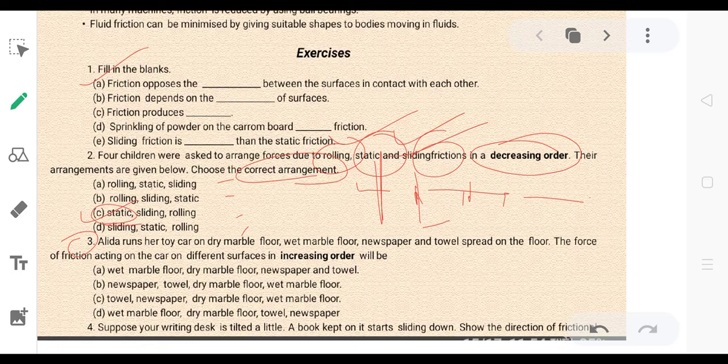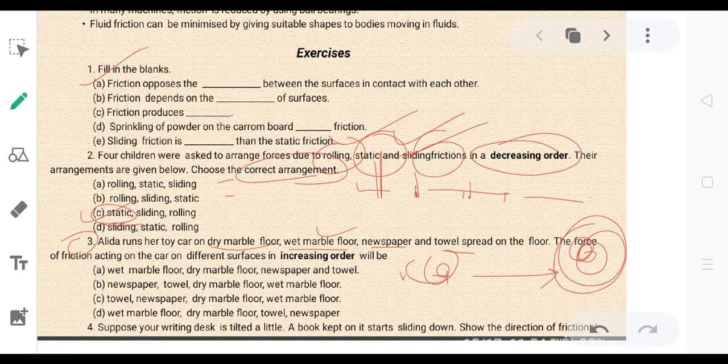Number 3: Alida runs her toy car on a dry marble floor, a wet marble floor, a newspaper and a towel. The force of friction acting on the car on different surfaces in increasing order will be: dry marble floor, wet marble floor, newspaper, towel. Friction is least on wet marble, and greatest on the towel.